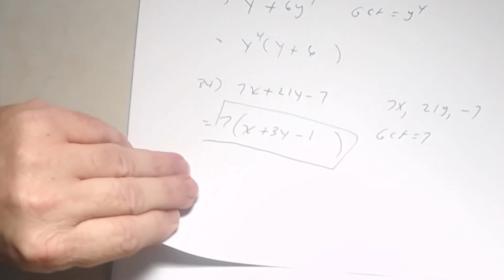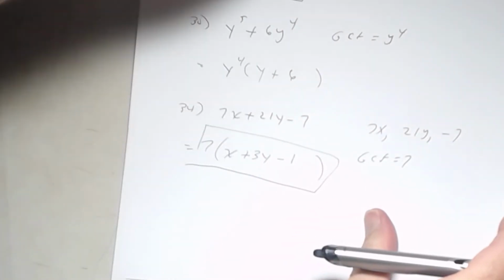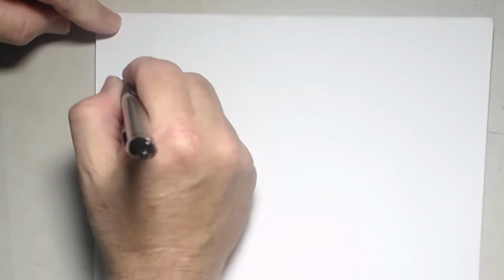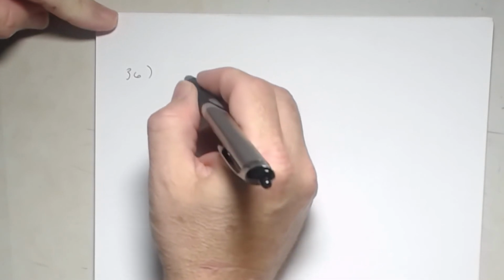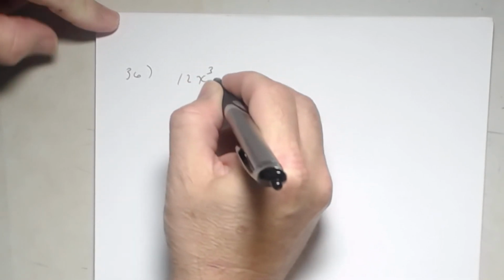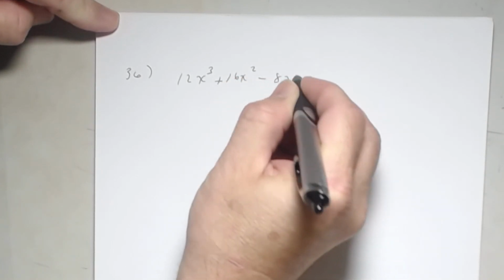All right. 36. Let's look at 36. Okay, 36. You have 12x cubed plus 16x squared minus 8x.